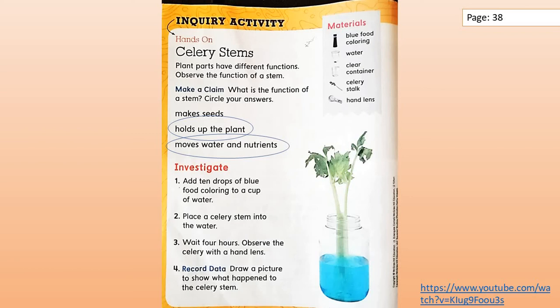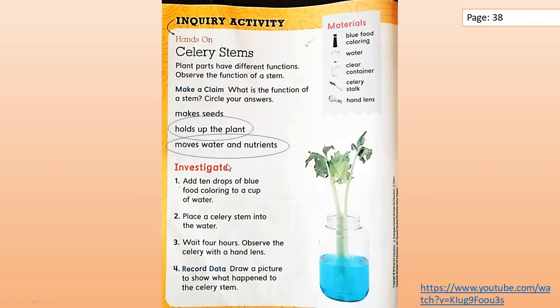Excellent. Okay, let's see. Does the stem hold up the plant? Did you say yes? If so, you are totally right, grade 1. Excellent. And it moves water and nutrients, as we said before. Excellent, grade 1. So the stem has two functions. The first one is to hold up the plant. The second one is to move water and nutrients. Excellent, grade 1. So please, grade 1, in your book, circle these two functions of the stem.